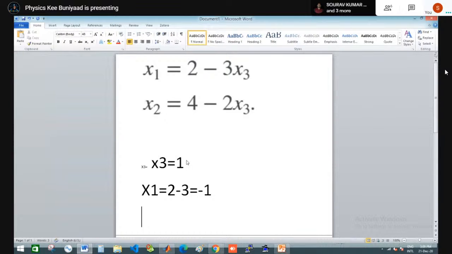Now if I put the value of x3 in the second equation, I will get the value of x2. So x2 equal to how much? 4 minus 2 equal to 2.